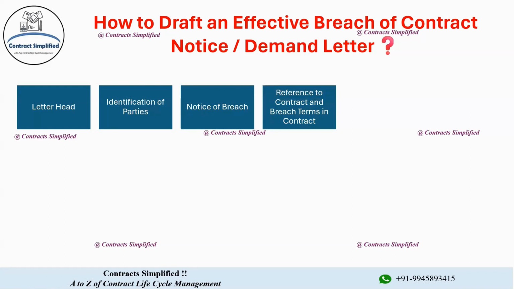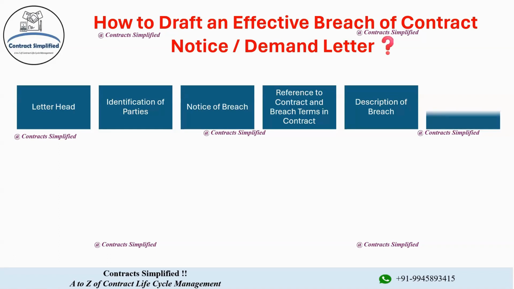Clearly state the title or type of the contract being breached, along with the date it was entered into and any specific clauses or sections relevant to the breach. Description of breach. Provide a detailed description of the breach itself, including what actions or obligations were not fulfilled as per the terms of the contract. Be specific and cite relevant sections of the contract wherever applicable.